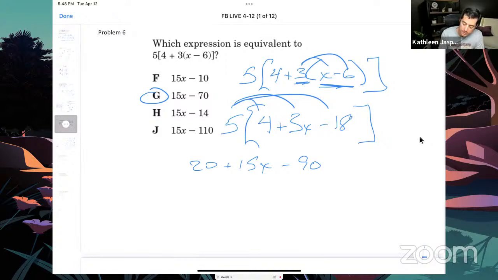15x stays by itself, and we can look at the answer choices and we see they're all 15x anyway. So I know we're on the right track. So I'll take the 15x here, and then now what's 20 and negative 90? It's going to be negative 70. And that's how you get G for your answer. So Linda, that's number 6 there real quick. Just make sure you're distributing correctly, combining the correct terms correctly, and so on.